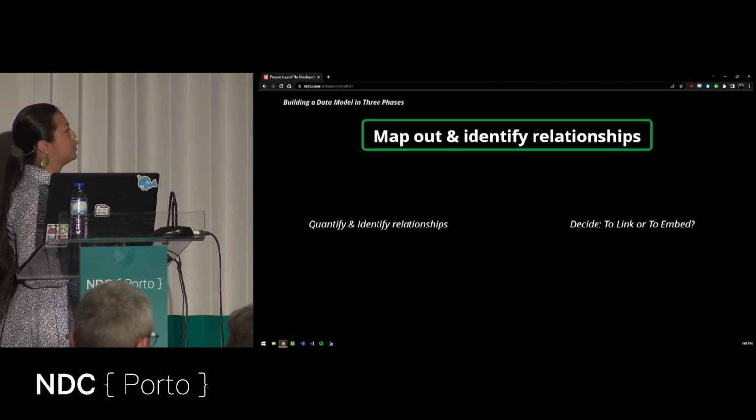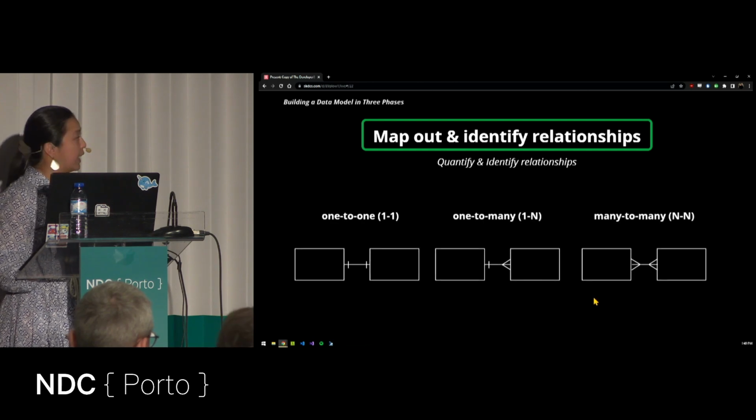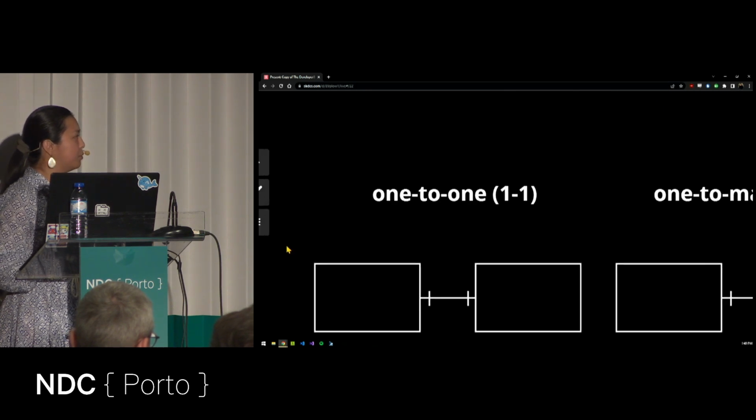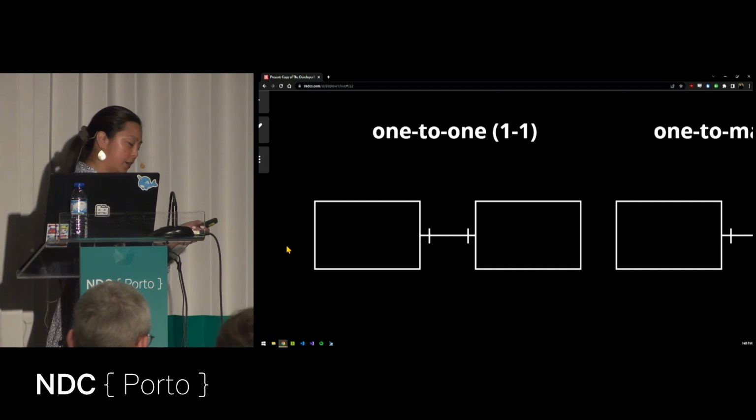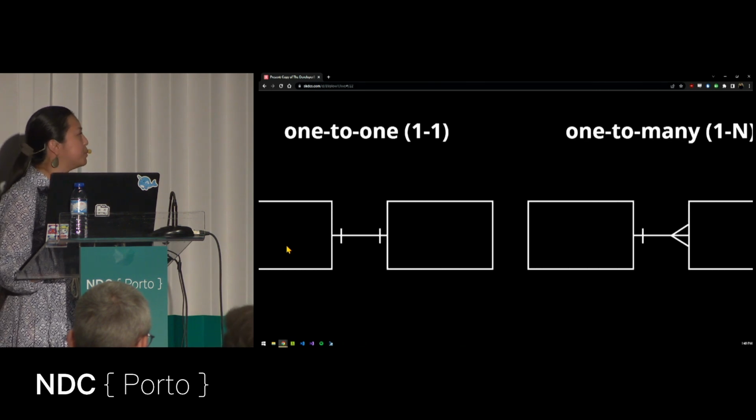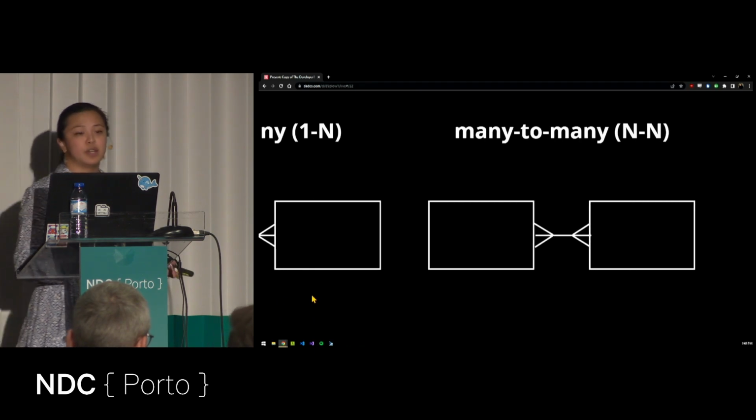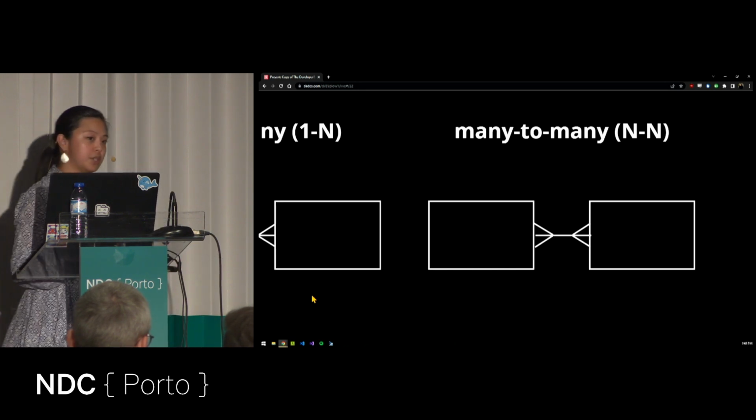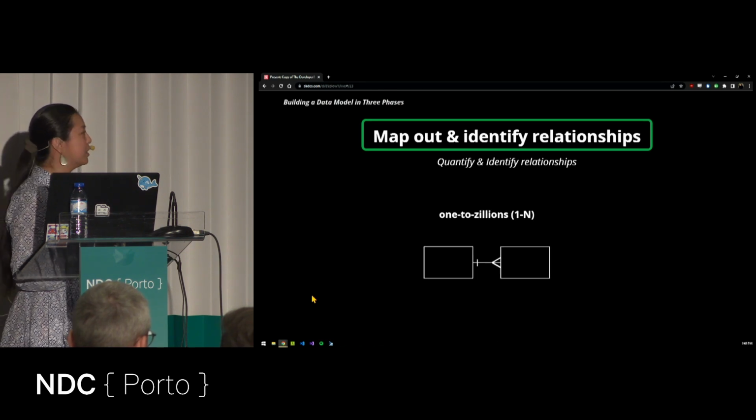So what does mapping out and identifying relationships look like? The first part is to quantify and identify relationships. You all may be familiar with this type of crow's foot notation, right? We've seen this in a relational data model before when we were mapping out relationships. We have our one-to-one relationships, our one-to-many, and our many-to-many. Those are also still found in document databases. This is still the same way that we're able to model the relationships in document databases, so you want to map those out as well because they do exist.